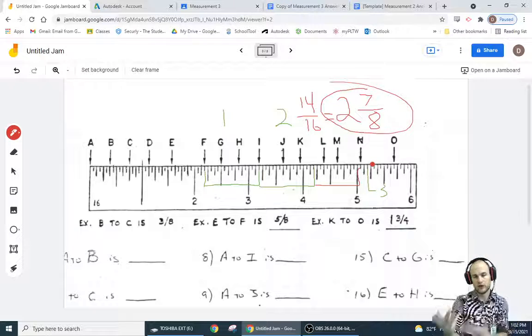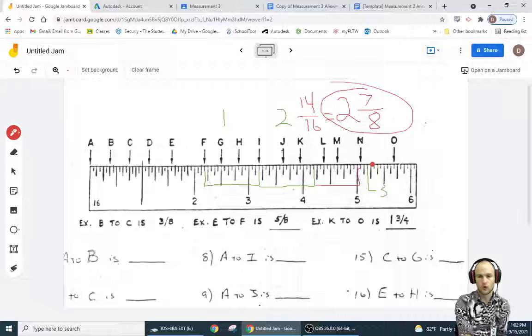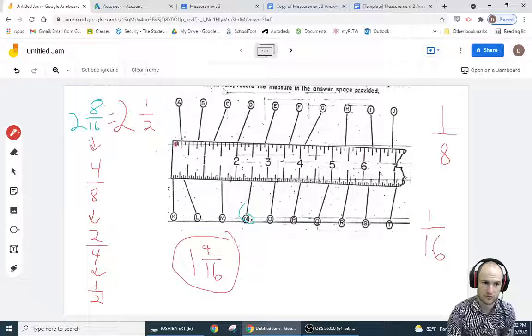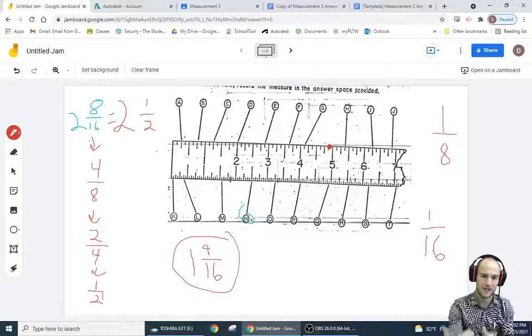So I hope this helps you with the problems. They're all like this. And you can follow the steps to do it the way I did for all of them. Remember, if you're on a 16th inch scale, you can always count the amount of lines between the inches and put it over 16. And then if you have to reduce, you can. On the first page, the only thing you got to be careful for is if you're on this top scale, you're on the 1/8 inch scale. And in that case, you would put the number over 8, and then you would reduce.